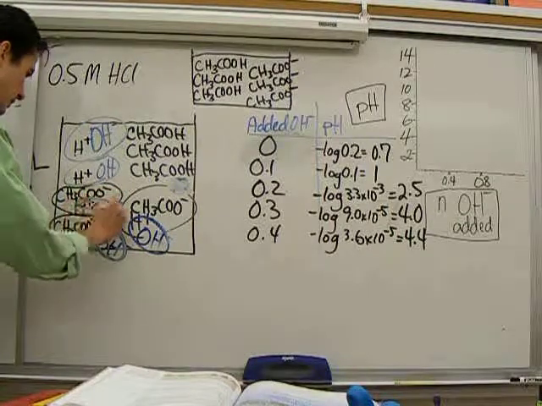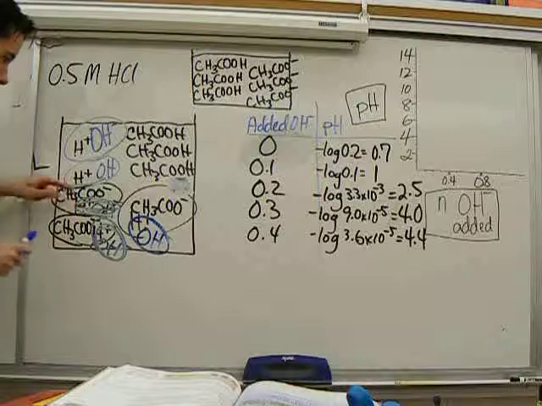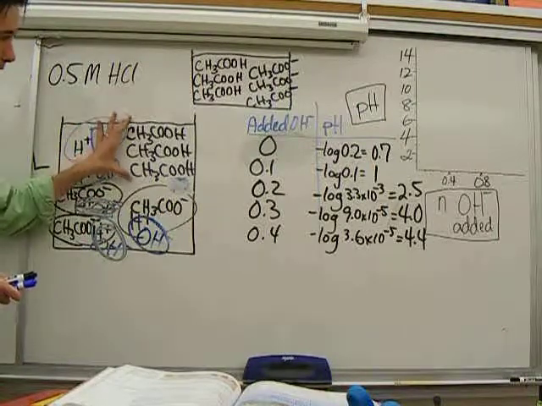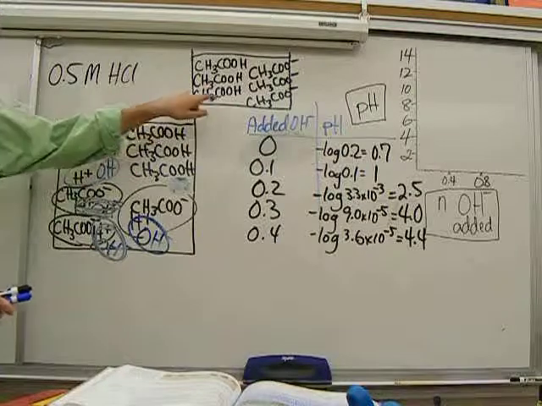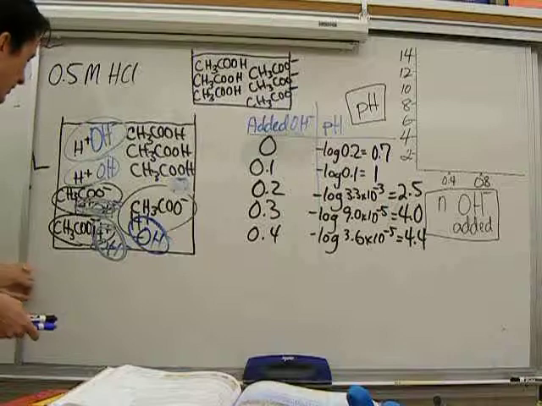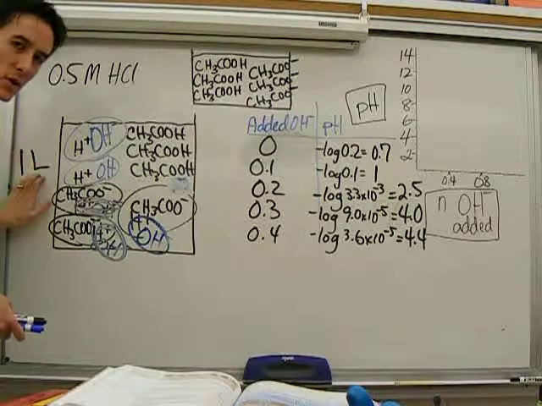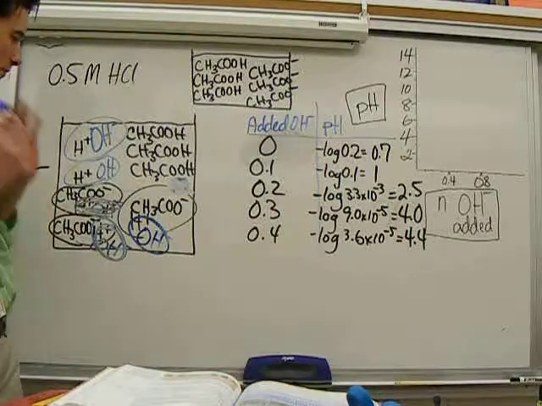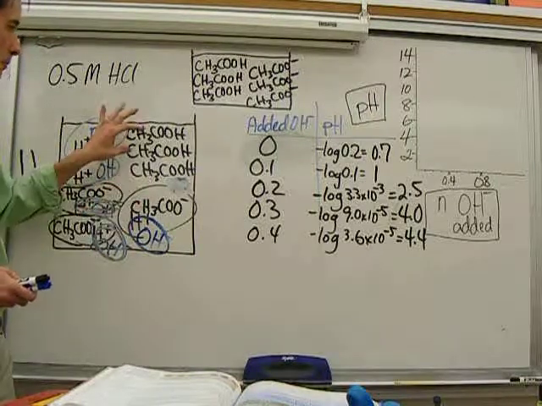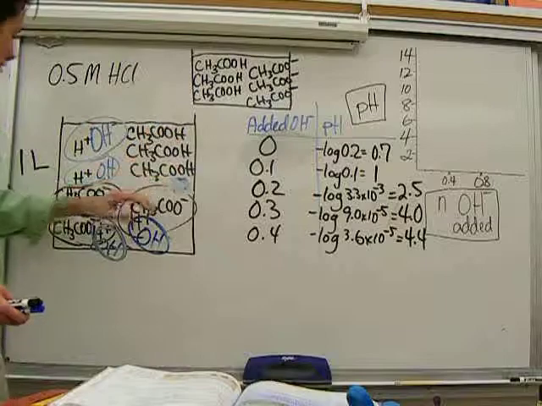OH. All right. So now we have 0.3 moles of acetate. We have 0.3 moles of acetic acid. That's what we started with up here, right? That was the thing that we added there. Again, we're still taking this as 1 liter, right? We're not changing the volume, so the concentrations are the same. So this is 0.3 molar acetate, 0.3 molar acetic acid, and some water.